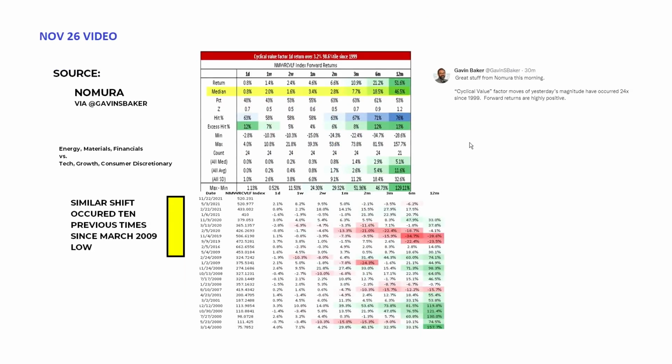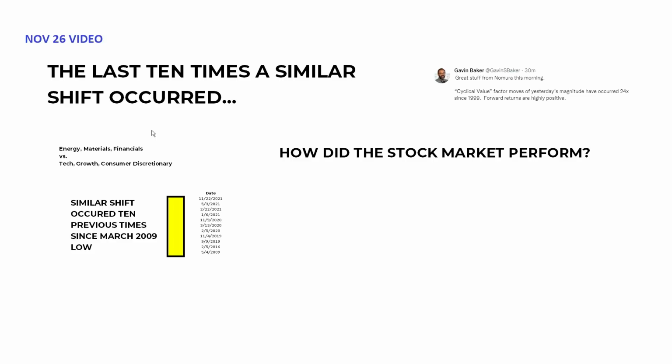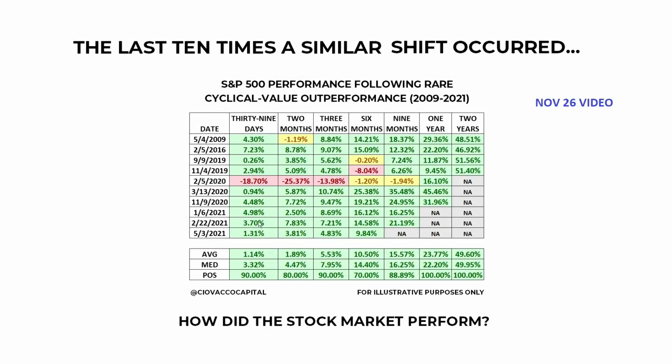We'll go through this quickly. If you want to see this in detail, you can find the November 26th video. Remember, we covered the shift between value and growth stocks and asked how the stock market performed walking forward. And the answer was very, very well on an average and median basis, with some exceptions here heading into the COVID plunge.